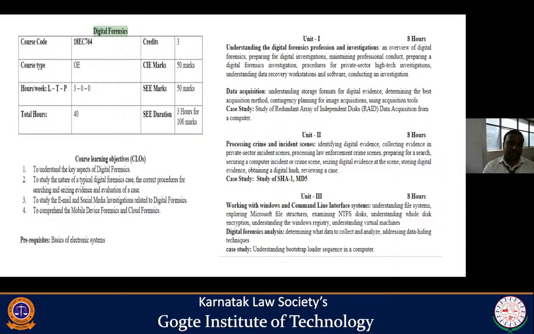And next, you can see how we are going to process crime and incident scenes, with skills to identify digital evidence and to collect the particular device, or anything that happens in society, whether it is a crime or even a killing. Sometimes the police department does not believe eyewitnesses. By then you can go to digital forensics, through which you can find the exact processing information.